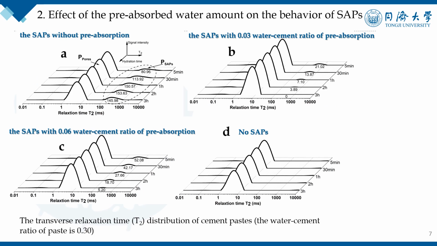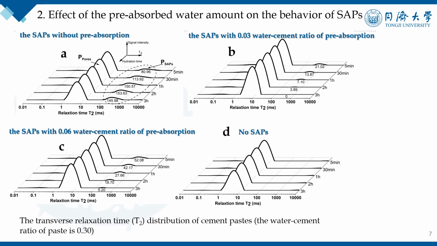You can see there are some NMR results. The broad peaks in the T2 range of about 1 to 10 are attributed to the water in the cement paste, and the following small peaks are attributed to SAPs. Even if SAPs did not pre-absorb water, some mixing water was absorbed into the SAPs from the fresh paste at 5 minutes after mixing. As time increased, the peak area also increased. This indicates that the SAPs absorbed more water with time until 3 hours.